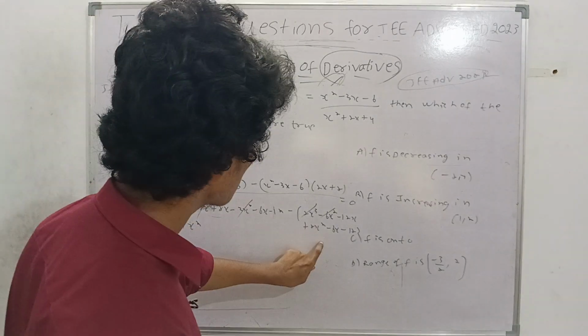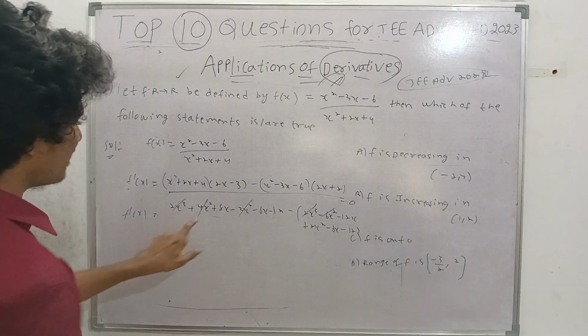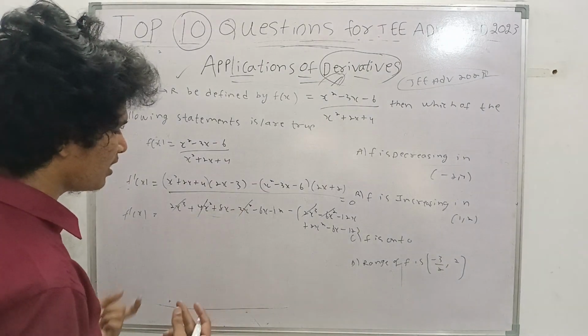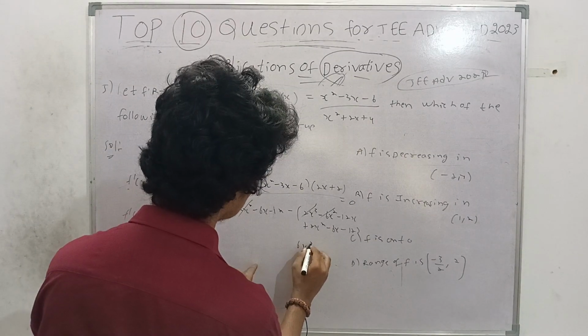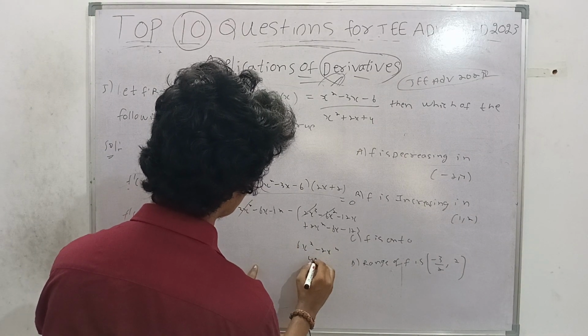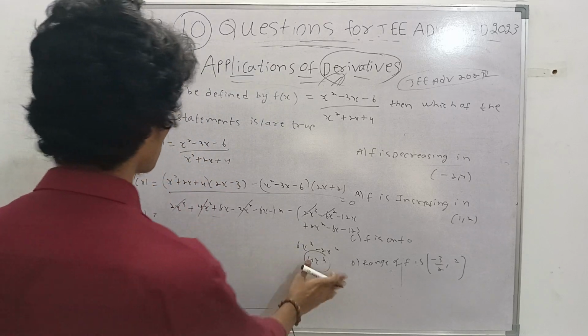One second guys. Here it is 4x square, here minus 3x square. How much? It is x square. Here it is plus 6x square minus 2x square, it is 4x square. 4x square, here it is x square, 5x square.